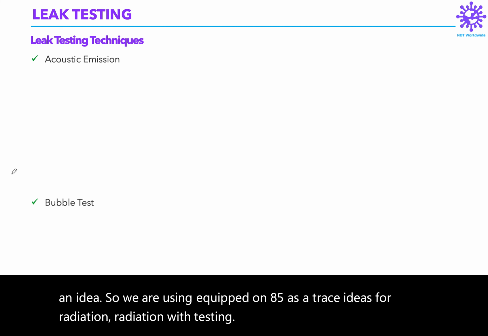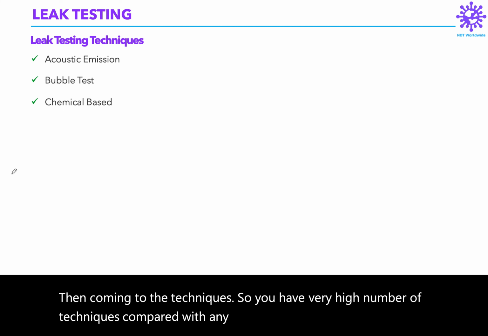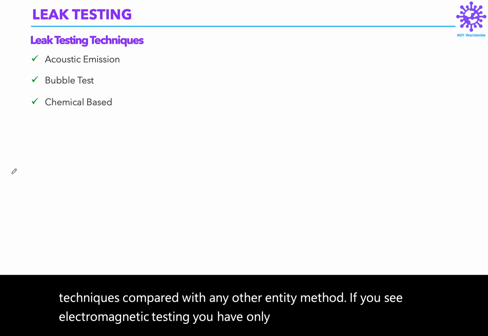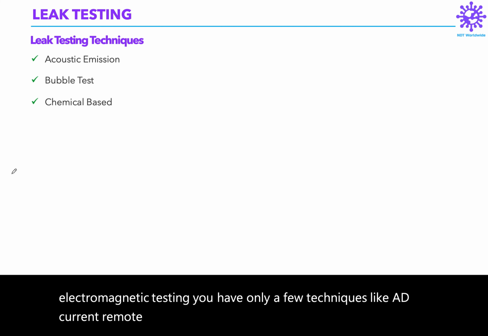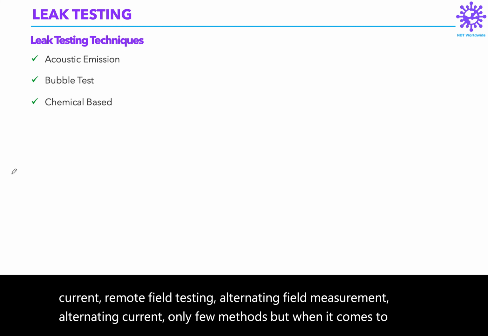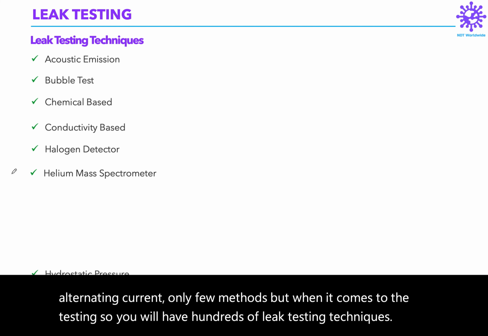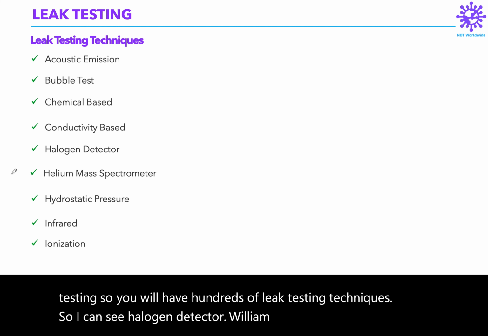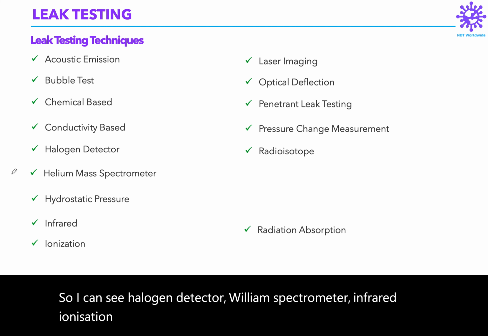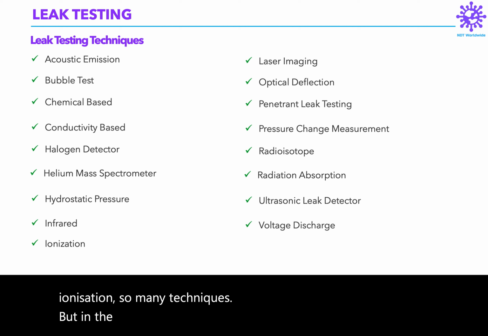Then coming to the techniques, you have a very high number of techniques compared with any other NDT method. In electromagnetic testing you have only a few techniques like eddy current, remote field testing, alternating field measurement, pulse eddy current. But when it comes to leak testing, you have hundreds of techniques. You can see halogen detector, helium mass spectrometer, infrared ionization, so many techniques. But in the exam they may focus mainly on the helium mass spectrometer.